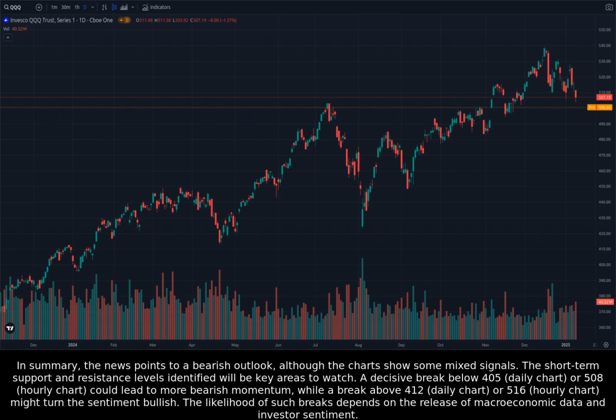In summary, the news points to a bearish outlook, although the charts show some mixed signals. The short-term support and resistance levels identified will be key areas to watch.